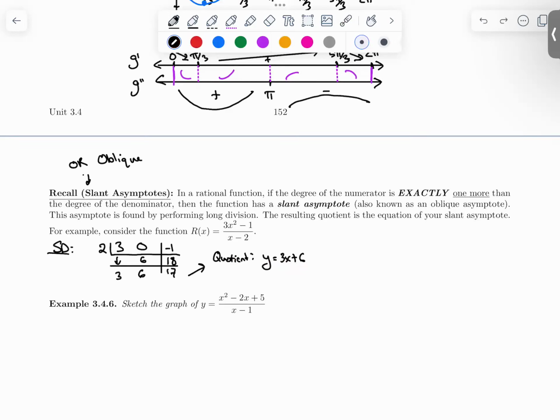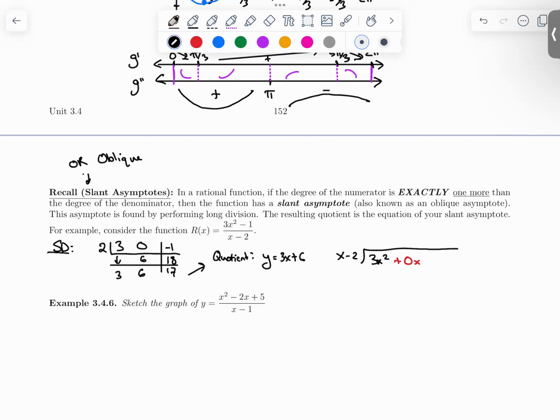And so you could do it here as well. So you could do x minus 2 divided into 3x squared, and then I always like to have a placeholder for my non-existent degree terms, minus 1. How many times does x go into 3x squared? It goes into it 3x times. 3x squared minus 6x. Subtract it. It cancels, and we get positive 6x. Then we bring down the negative 1. How many times does x go into 6x? It goes into it positive 6 times. 6x minus 12.